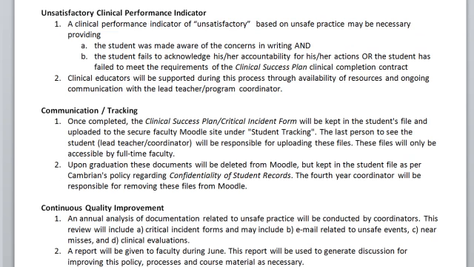Further details regarding the possibility of being unsatisfactory in the clinical placement, communication and tracking of events, and the process for continuous quality improvement are also outlined in the procedure section.